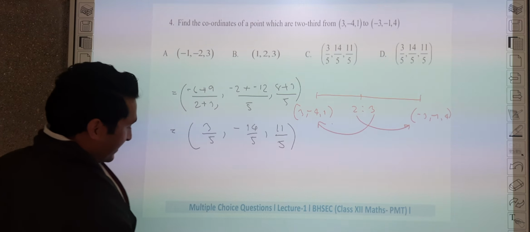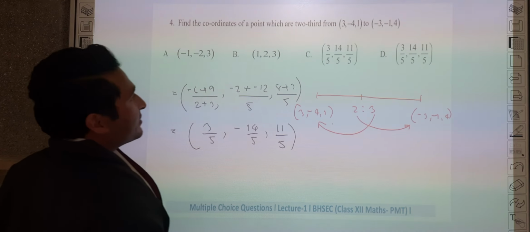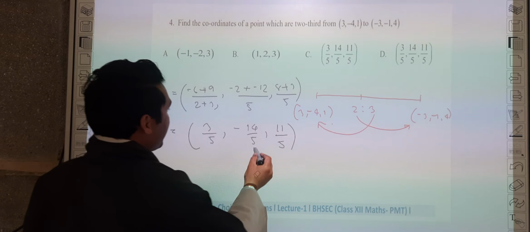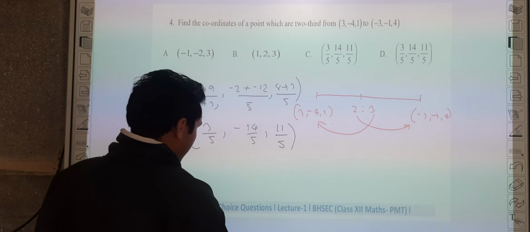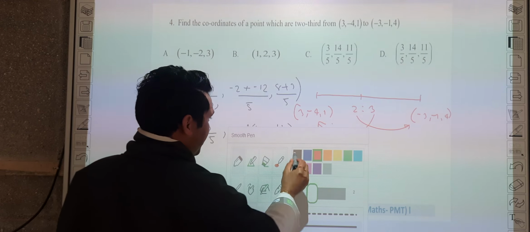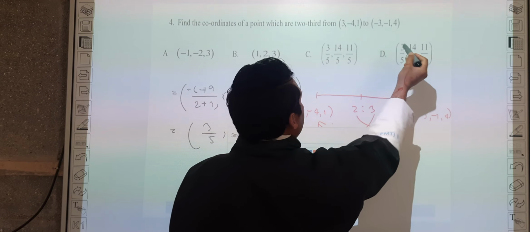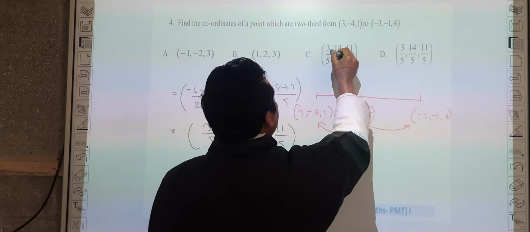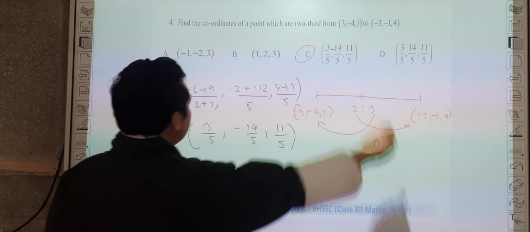Hope this is in the option. So our correct option out here is 3 divided by 5, -14. Here as such it should be negative. There is some mistake in the question. So both C and D are the same. So let me put negative here, and our correct option out here is C.